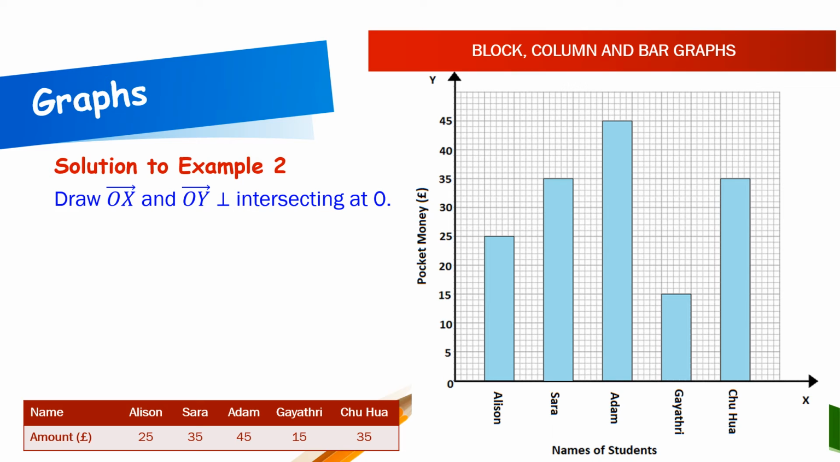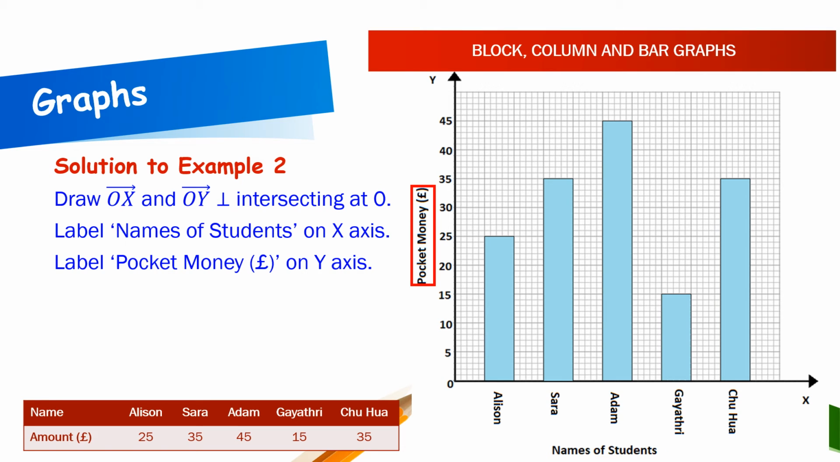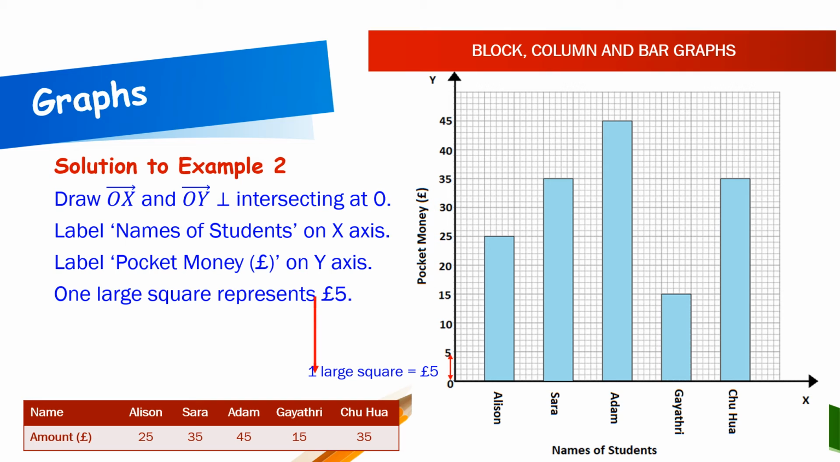The OX and OY axes are perpendicular and intersecting at 0. Here's the x-axis and here's the y-axis. The label, names of students, is on the x-axis as shown, and the label pocket money in pounds is on the y-axis. 1 square represents 5 pounds. The widths of the bars are all the same.